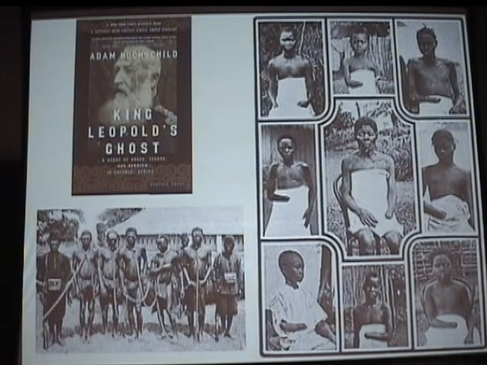He demanded a certain quota of rubber sap from people in the Belgian Congo, and if they didn't deliver the quota, he would have their hands chopped off. So that's kind of symptomatic of the kind of behavior that the Europeans were doing to the natives in Africa at that time.